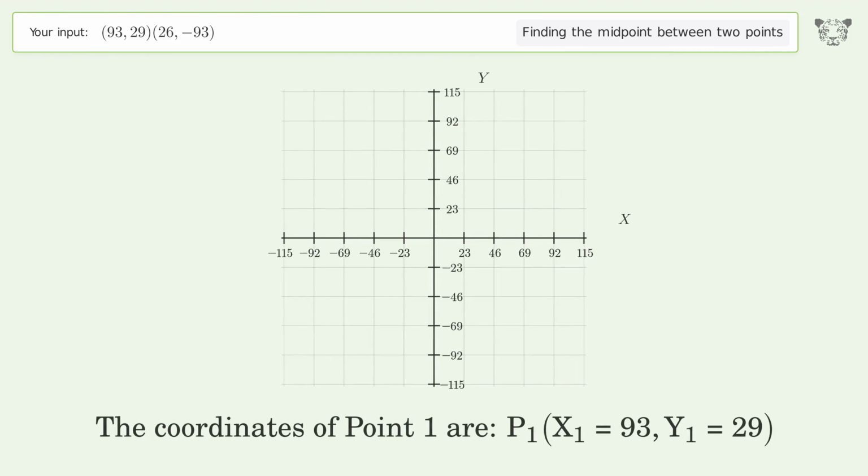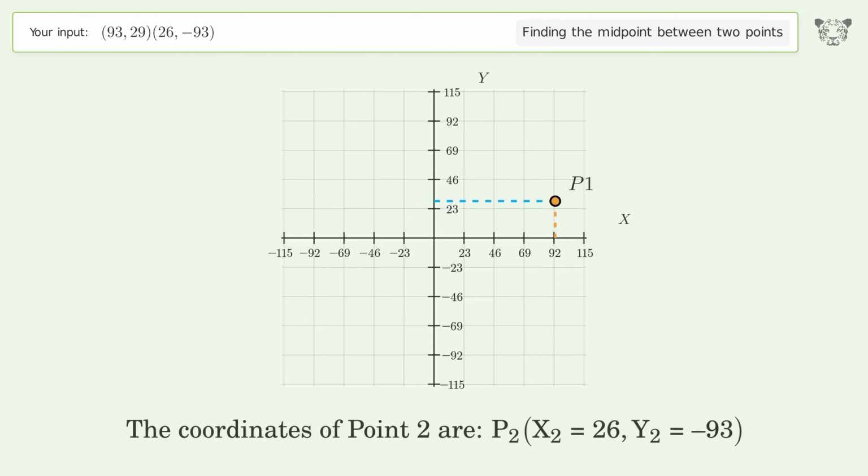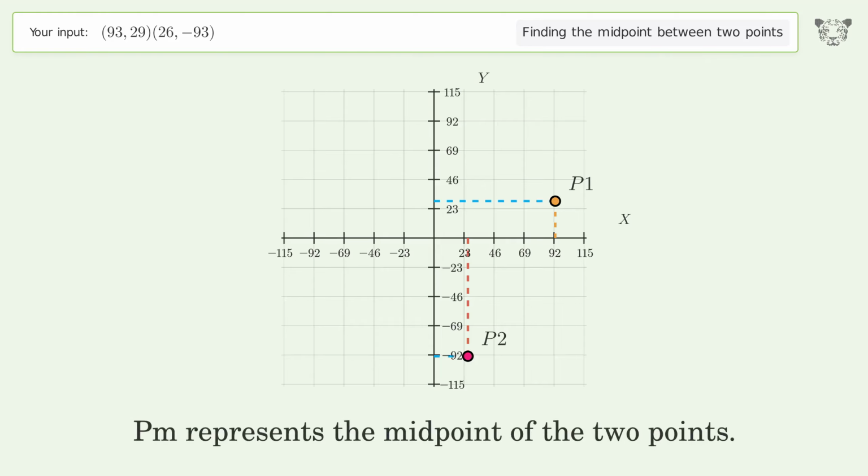The coordinates of point 1 are, x1 equals 93, y1 equals 29. The coordinates of point 2 are, x2 equals 26, y2 equals negative 93. PM represents the midpoint of the 2 points.